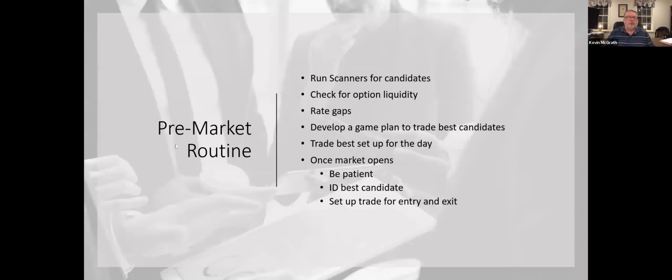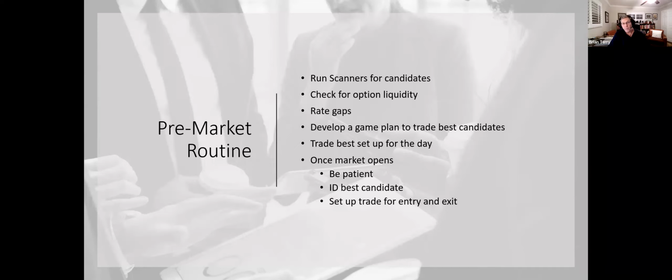Okay. Very good. So in terms of what I recommend when you trade gaps, you want to have a set routine to do these trades. One is to use your scanners. And let me back up. Thinkorswim and a lot of platforms will do scans for gaps as well, so you could use that too.